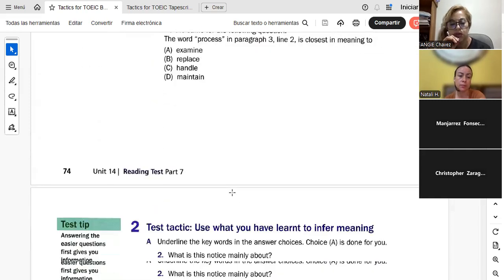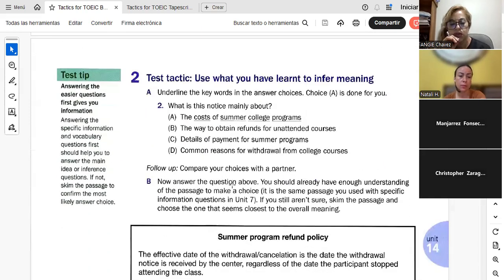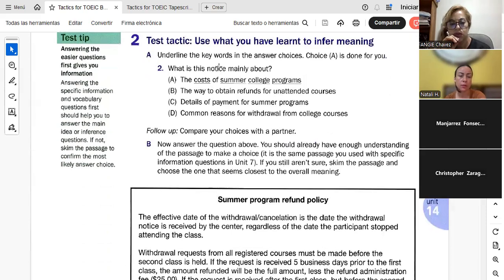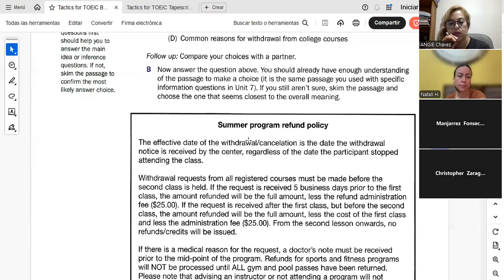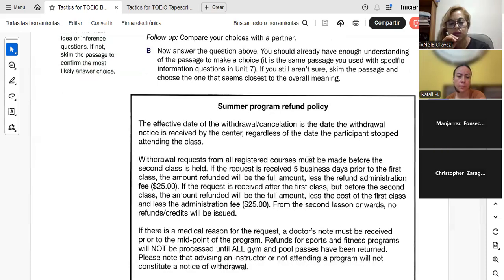Okay. Then, what would be the keywords in these answer choices? For example, here we have: what is the notice mainly about? The notice is about the summer program refund policy, right?